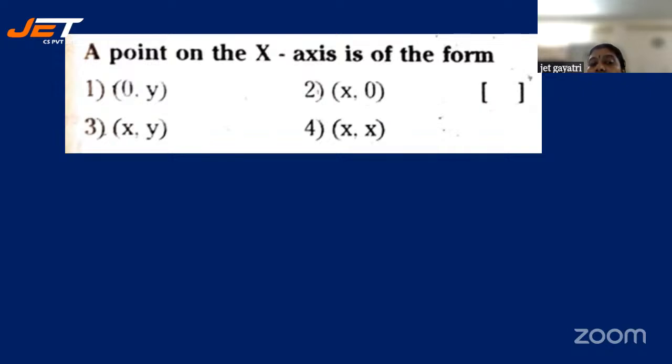Yes. And next, the point on the x-axis. So when it is on the x-axis, it means that y should be 0. Always remember, if it is on the y-axis, then x is 0. If it is on the x-axis, then y should be 0. So obviously your answer must be x comma 0. All right? Yes. Fine. See the next question.